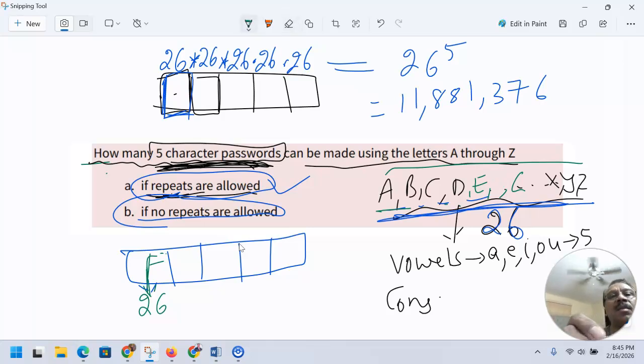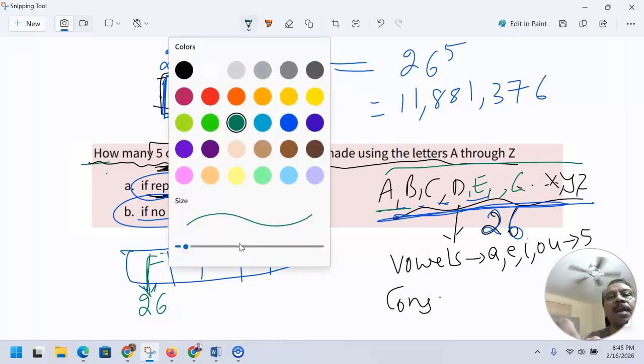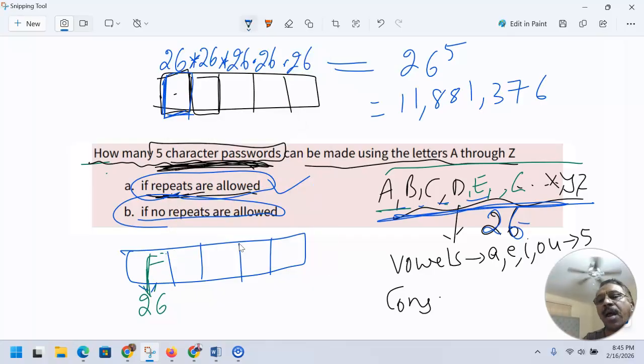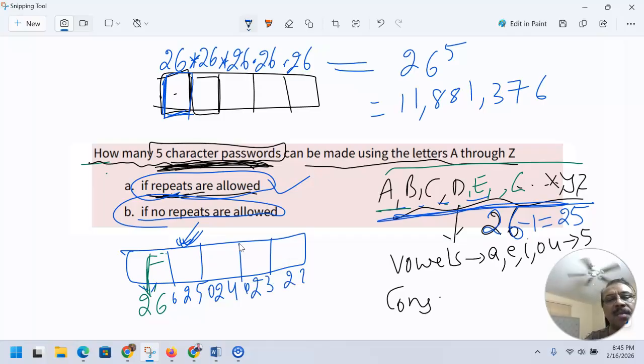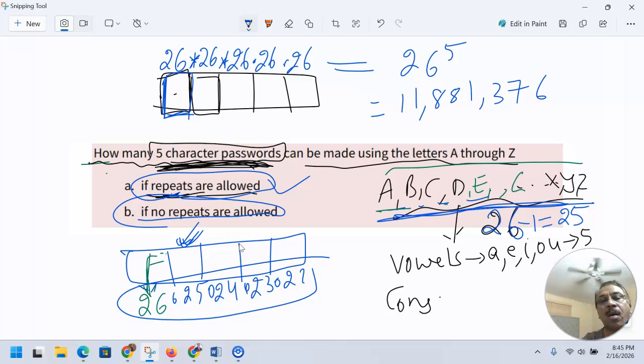Then how many are remaining? One is already taken, so there will be 25 remaining. So the second character can be placed in 25 ways. The next one will be 24, the next one 23. I think you've got an idea what I'm talking about. Just multiply all these numbers and you get the answer. So this is one way to get the answer, using the fundamental principle of counting.